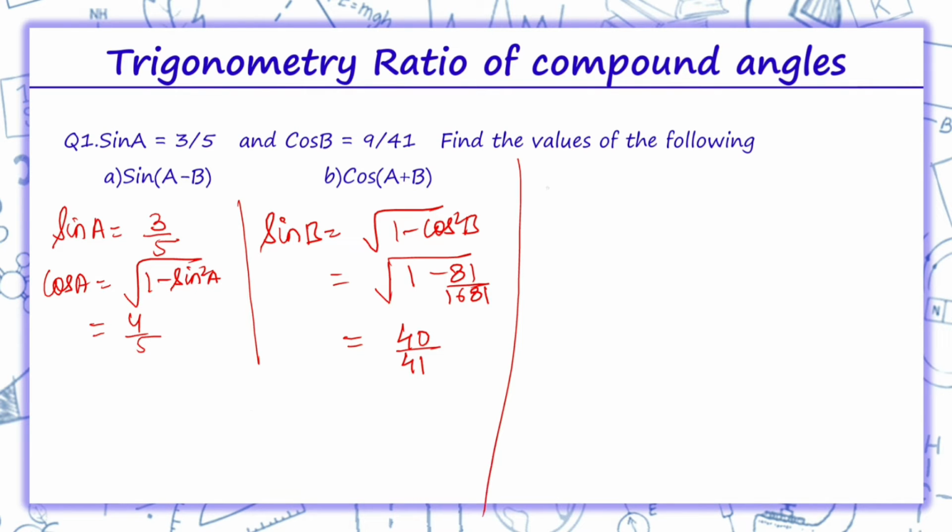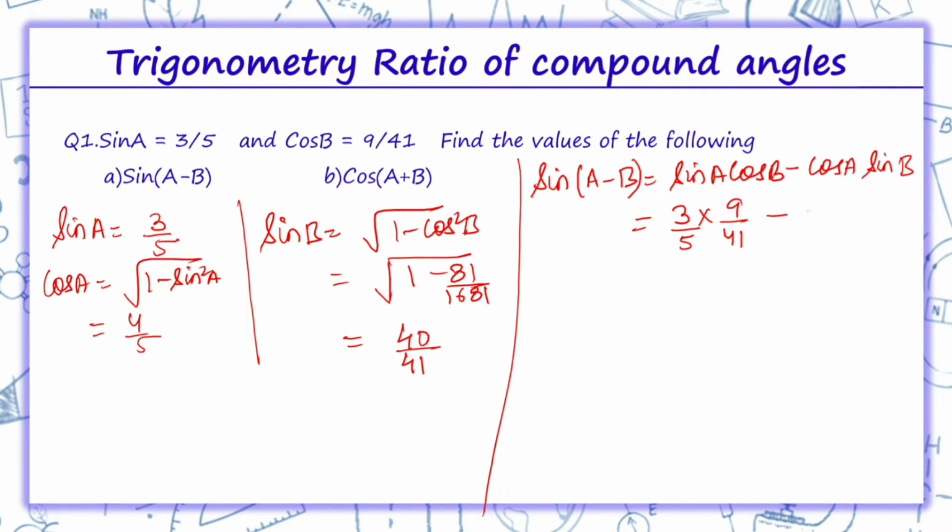Now the question is, we have to find sin(A minus B). So the formula is sin A cos B minus cos A sin B. The value of sin A is 3 by 5, cos B is 9 by 41, cos A is 4 by 5, sin B is 40 by 41. So on solving it, we will get minus 133 by 205. This is how we have to apply these formulas.